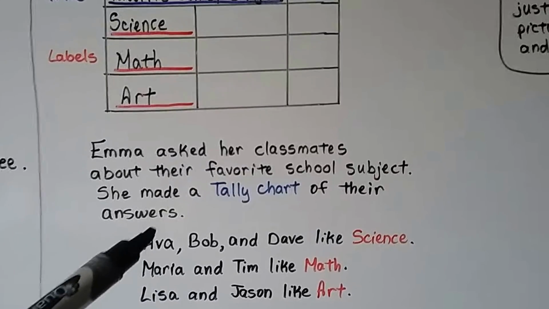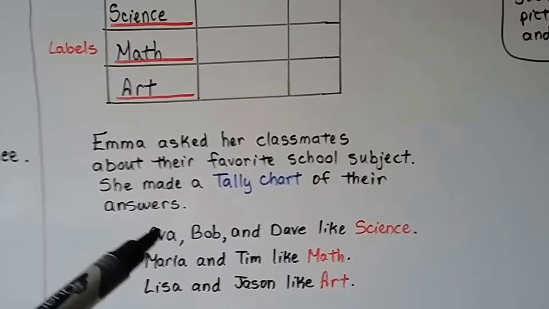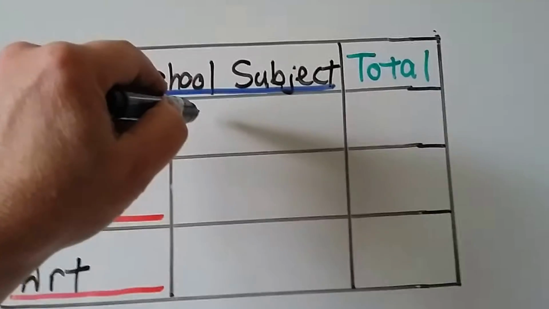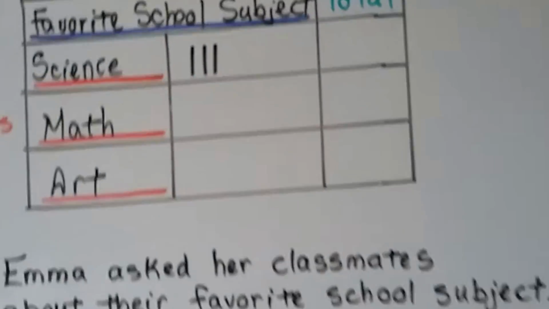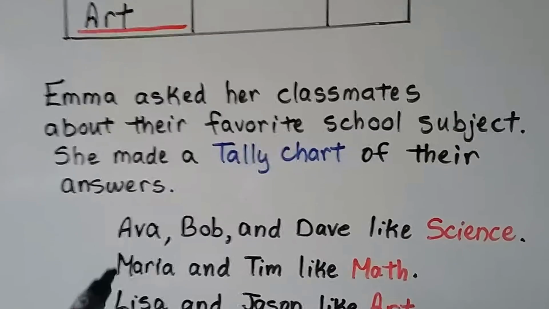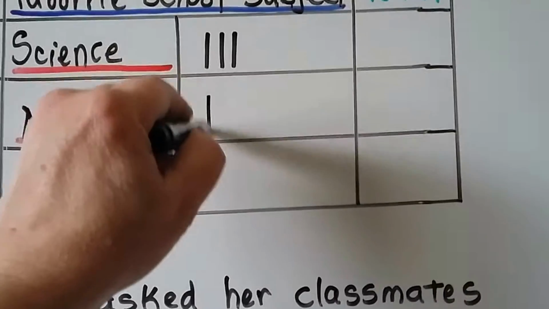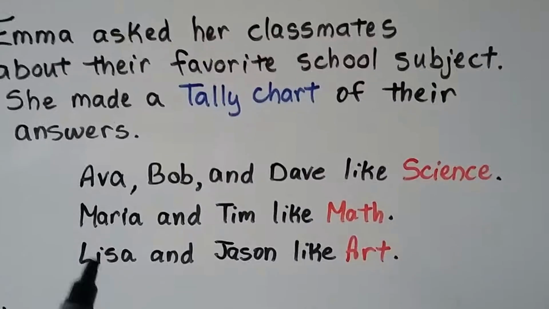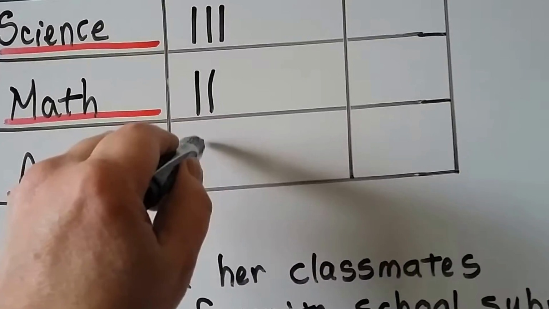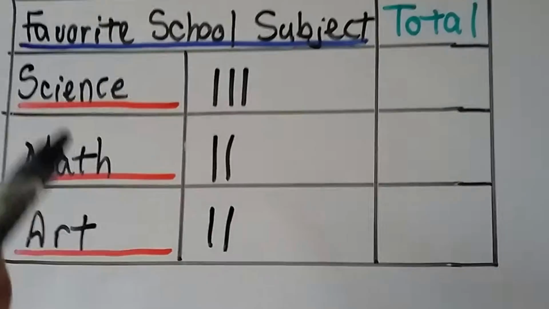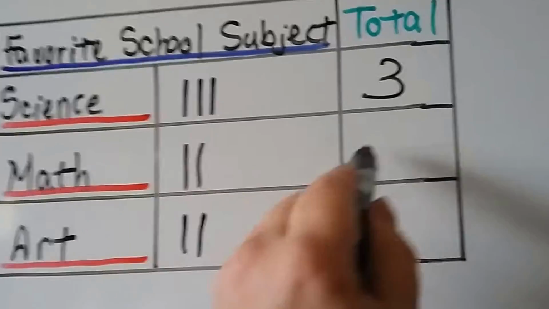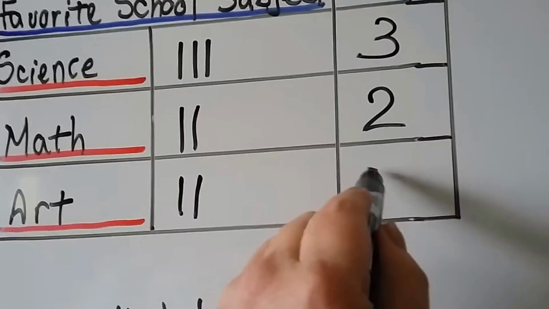So we know that Ava, Bob, and Dave like science. That's 1 person, 2, 3 people like science. So we're going to put 3 tally marks. Maria and Tim like math. So that's 2 people. 1, 2. Lisa and Jason like art. That's 1 person, 2 people. 2 names, 2 people. And we can total these. 3 people like science. 2 of her classmates like math. And 2 of her classmates like art.